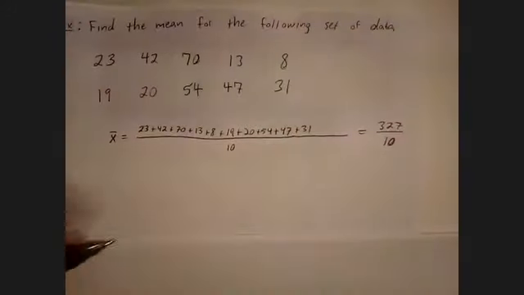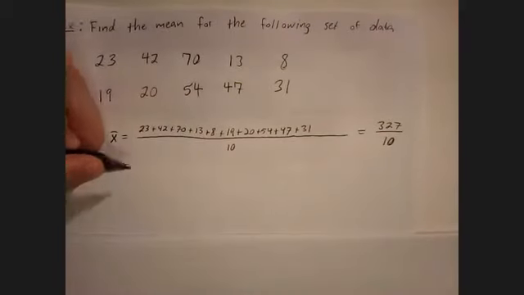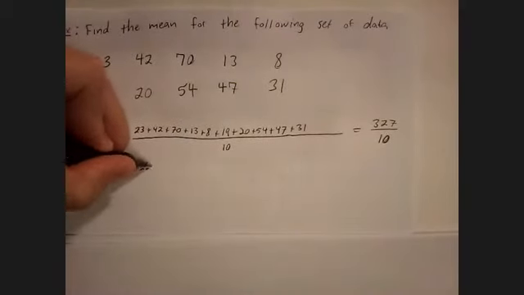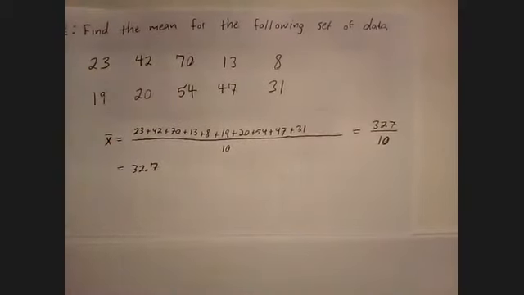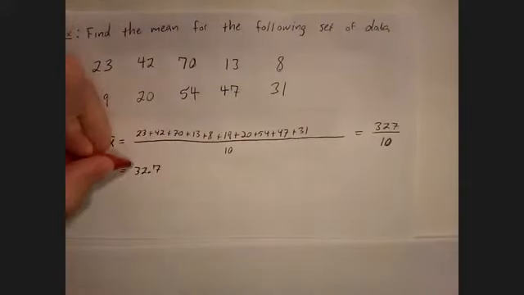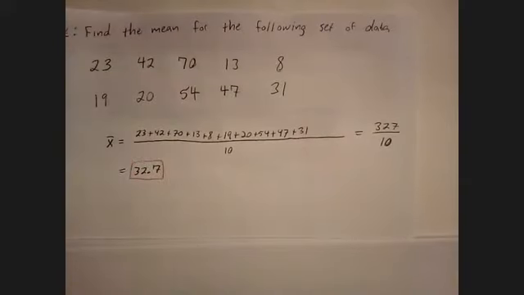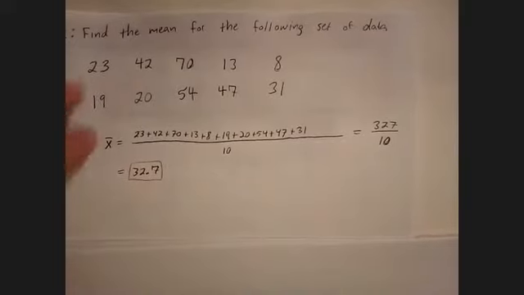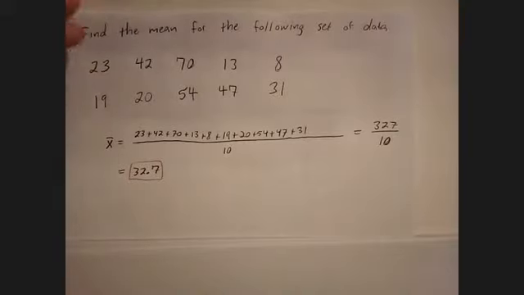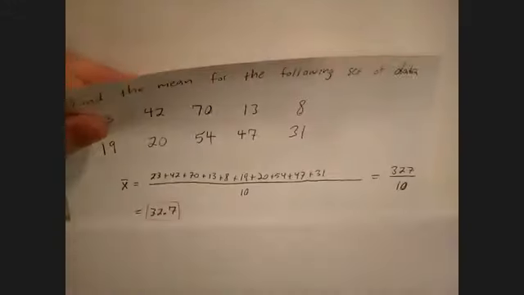Okay. So 327 divided by 10, it's going to tell you to round a certain way. It may just say give the exact value, but we're just going to give the exact value for now. So 32.7 is the mean. All right. So I'm going to come back to this data set. We're going to use it again, but let's move on to the median.